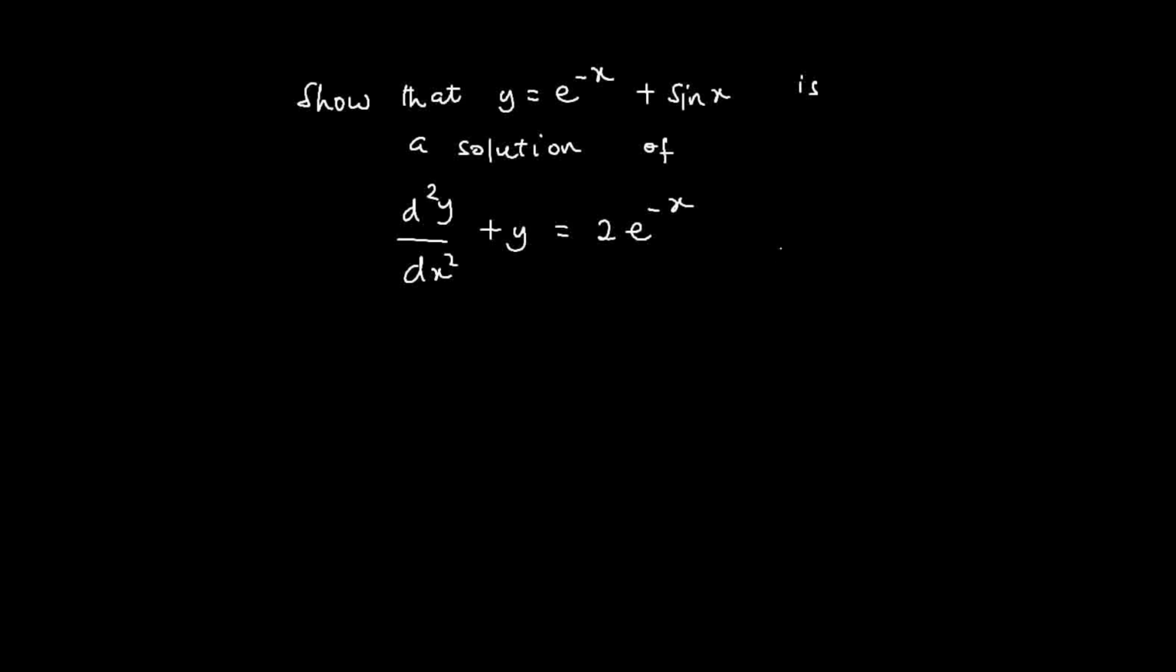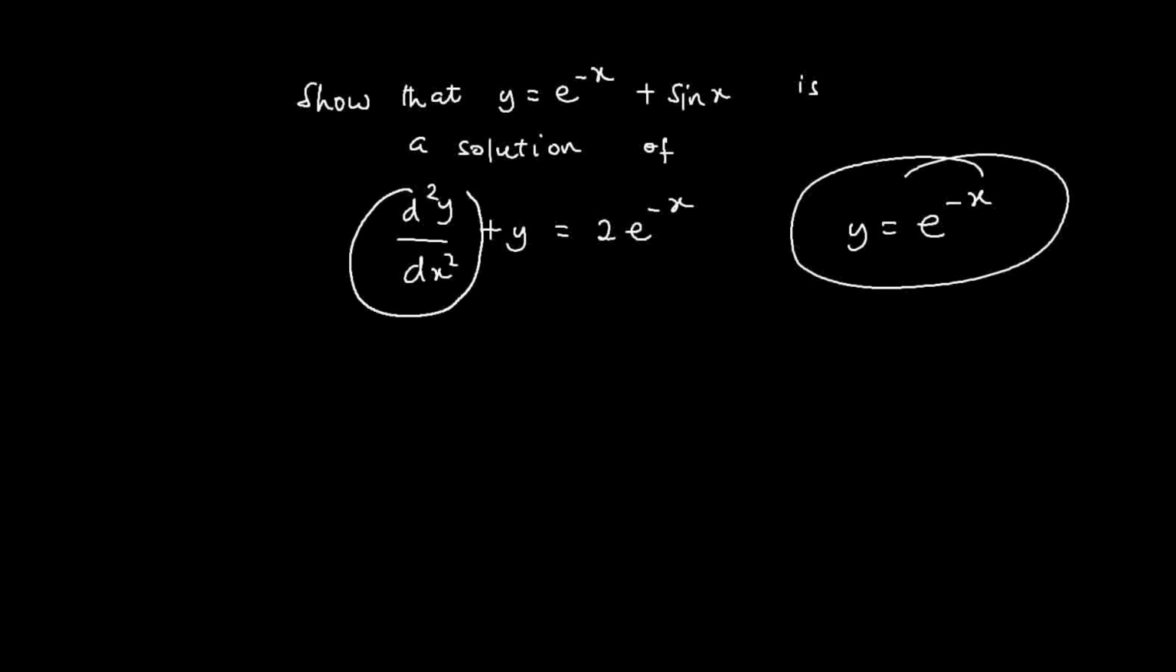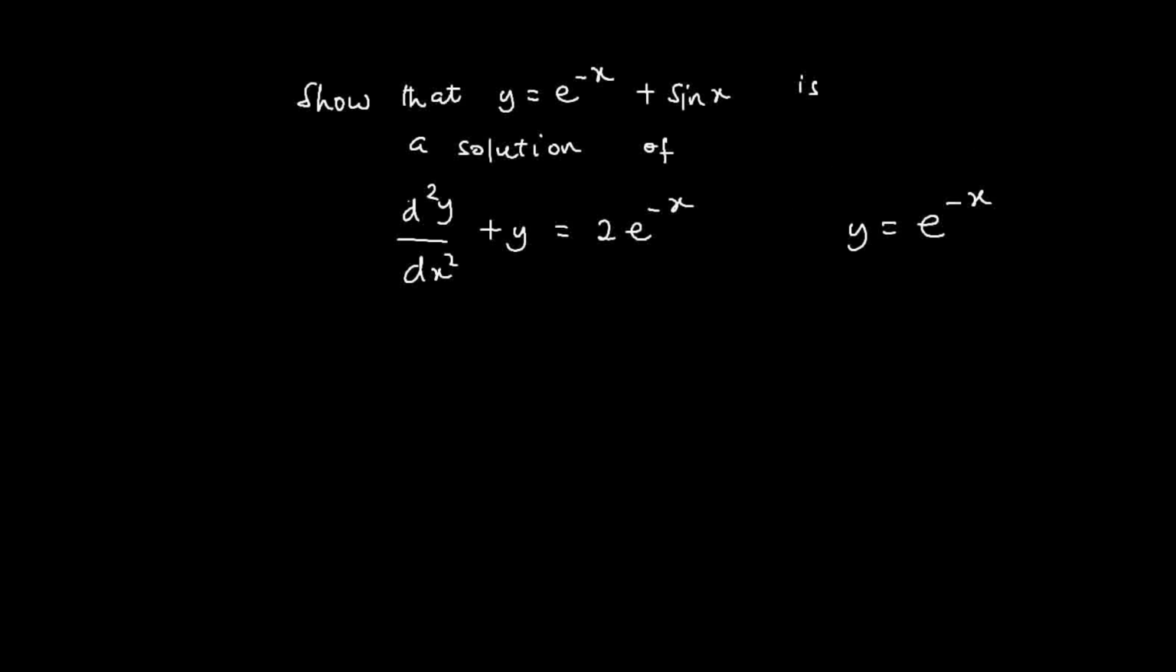So we are going to write down the solution, which is y equals e to the power of minus x, right? And we need the second derivative of this solution here, because the differential equation contains the second derivative of the function y with respect to x. So we need the second derivative of this function here, and substitute it in place of this value here, and then verify whether you get the left hand side equal to the right hand side. And before you can get the second derivative, you have to find the first derivative.